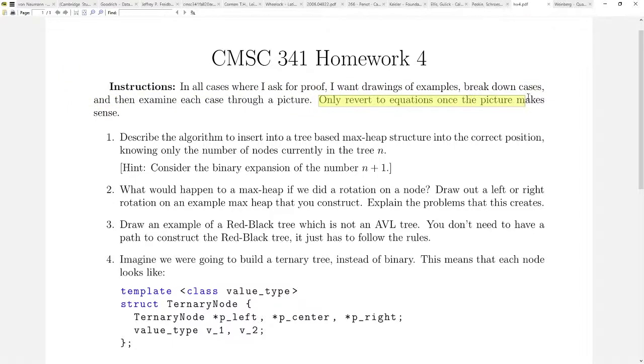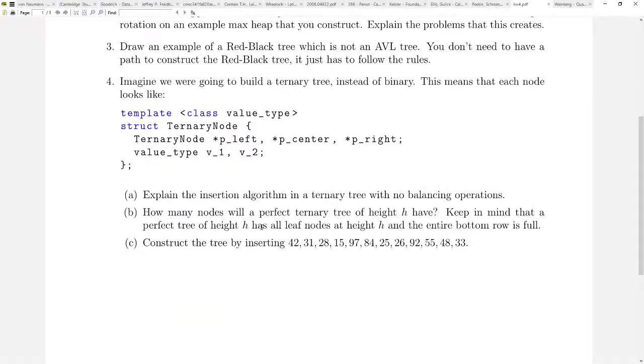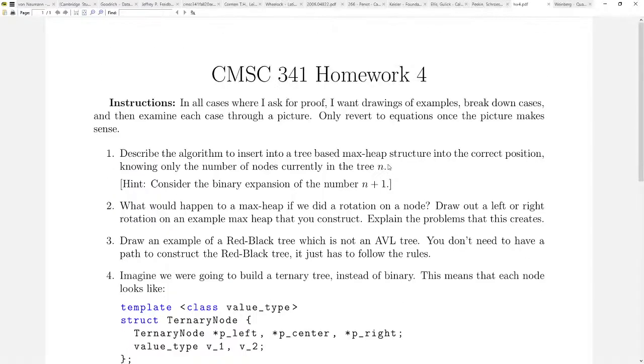Only revert to equations once the picture makes sense. So you gotta do equations. You need equations. But the thing is, I don't want just equations, because the whole point is that this is a data structure and it has a picture. No, it's okay. I'm just saying, I understand here where it says only revert, so maybe you think that you shouldn't use equations or something. No, I definitely want you to use equations.